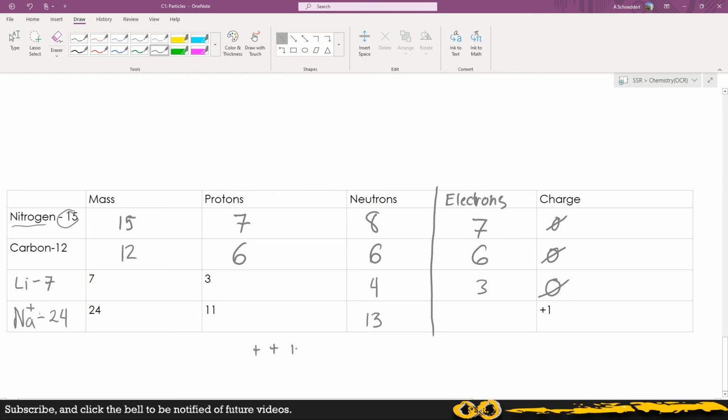If we visualize it this way, there are our 11 protons, and then a typical neutral atom of sodium would also have 11 electrons, and each of these would balance out, and there would be no overall charge. But if we have a charge of +1, that must mean that this electron here is missing because we're left with 1 positive charge. Instead of having 11 electrons, we must have 10 in order to get that positive charge.